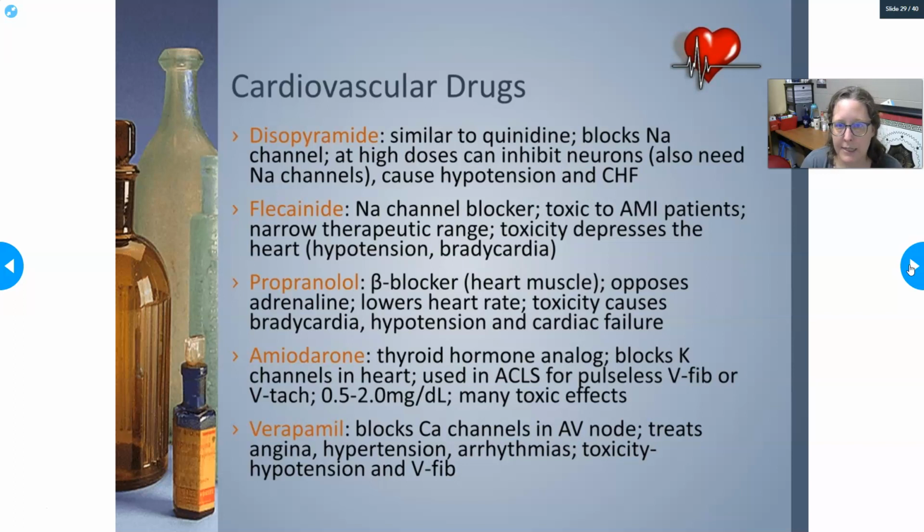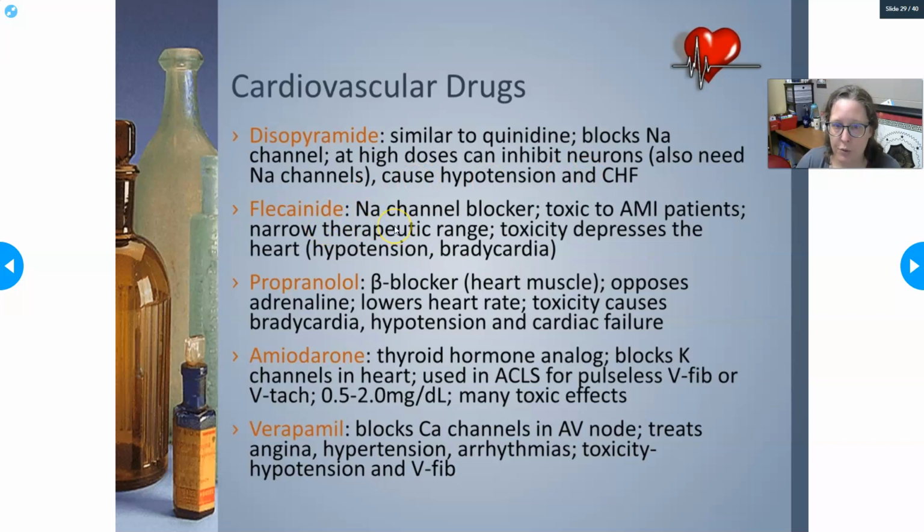Disopyramide is similar to quinidine. It blocks sodium channels. At high doses, it can inhibit neurons because neurons also need sodium channels to work, right? And it can cause hypertension and congestive heart failure if toxic.